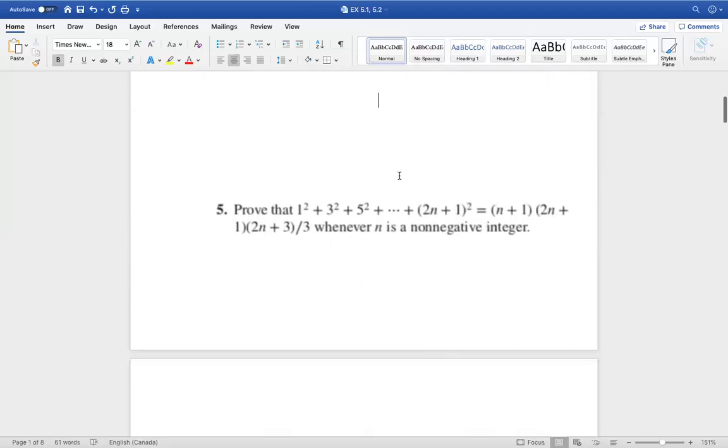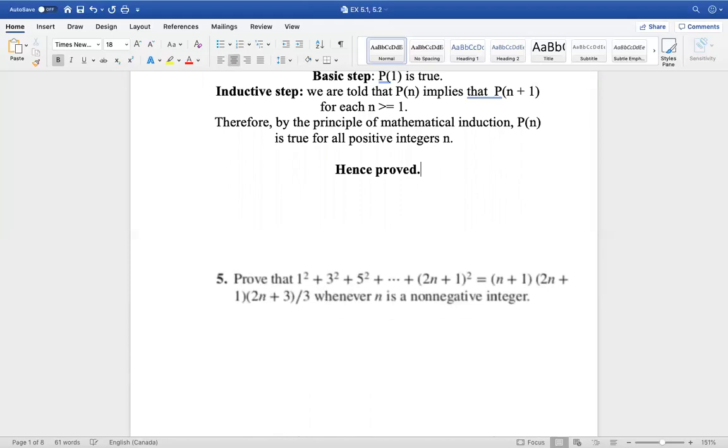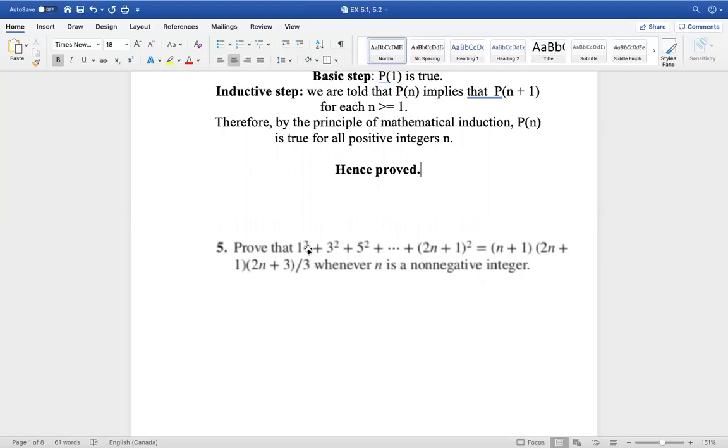Okay, if no questions, let's move on to the next question. We have question number 5 here, and we have to prove that 1 squared plus 3 squared plus up to (2n+1) squared equals (n+1)(2n+1)(2n+3)/3, where n is a non-negative integer.